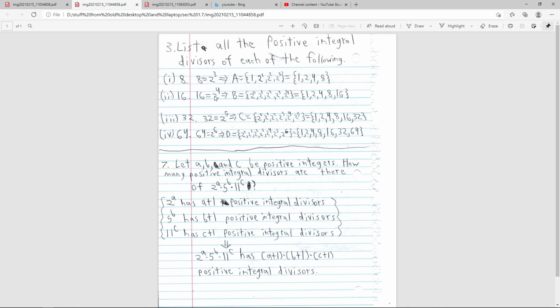And 16 is equal to 2 to the 4th power, so we can list all the positive integral divisors as set B equals 2 to the 0, 2 to 1, 2 squared, 2 cubed, 2 to the 4th power, which is 1, 2, 4, 8, 16. And 32 is 2 to the 5th power, 64 is 2 to the 6th, and the same process plays out for sets C and D respectively in these integral divisors. And that's just how you would understand a problem like that.